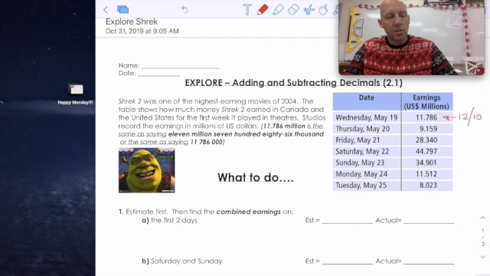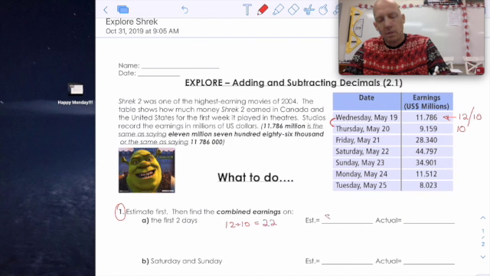So in this question here, question 1, it says estimate first, then find the combined earnings on the first 2 days. So that would be on Wednesday and Thursday. So if I'm estimating first, I'm going to say that one is either 12 or 10. Okay, and then my second one is 9.159. So that one I'm going to round to 10, the closest easy one to add together. Okay, so you look at this and you're going to say, okay, this one's close to 12. So 12 plus 10 equals 22. So my estimate is 22 million.